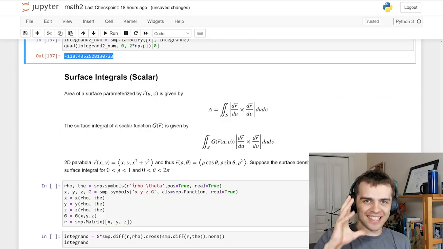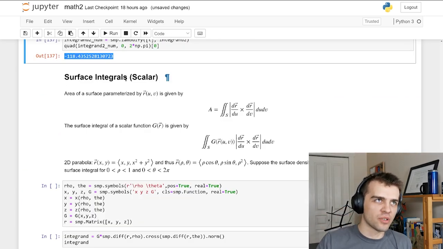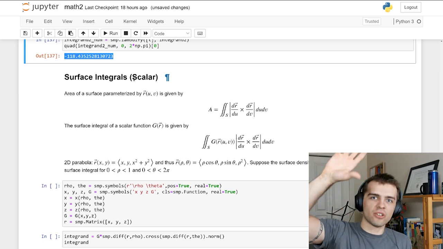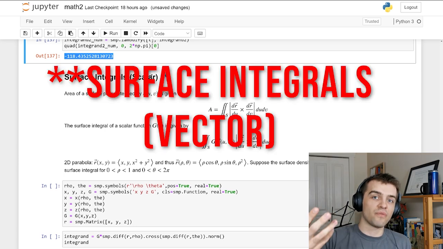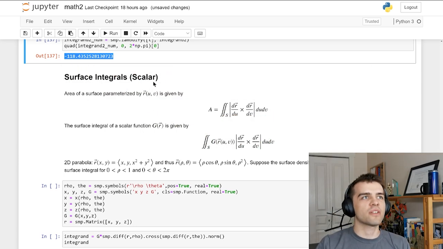So analogous to line integrals, there are also surface integrals. We did scalar line integrals, vector line integrals, and now we're talking about scalar surface integrals, and as I'm sure you can guess, eventually vector surface integrals. Scalar surface integrals look like this.